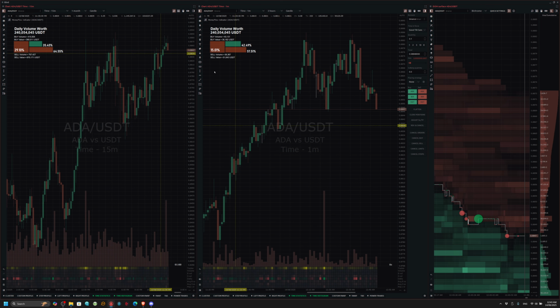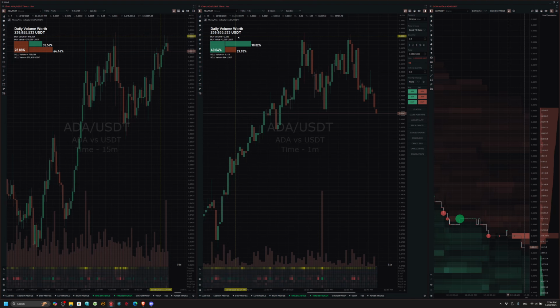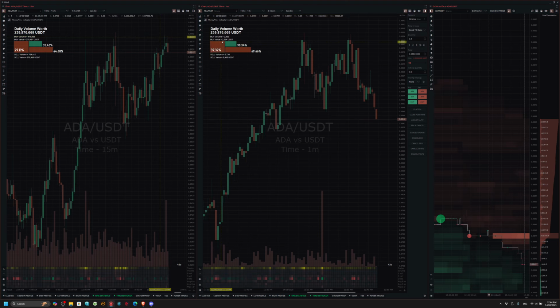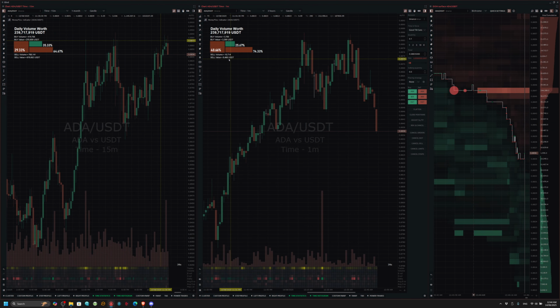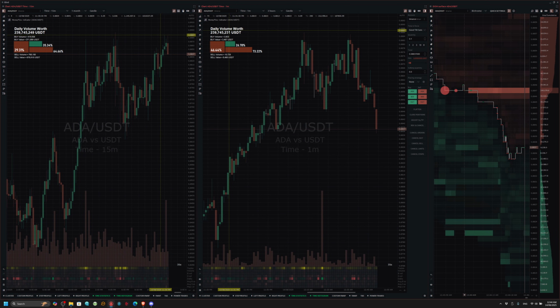The indicator is very simple. It shows you the daily volume worth of traded assets, the buy volume, the sell volume, and its value in, for example as a cryptocurrency, it will give you its value in a stable coin, the USDT. If you are viewing a stock, it will give you the value in US dollars.